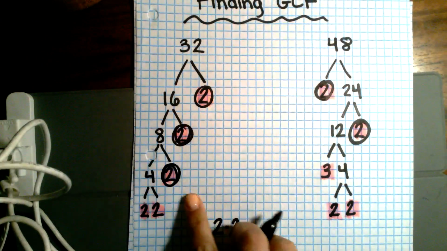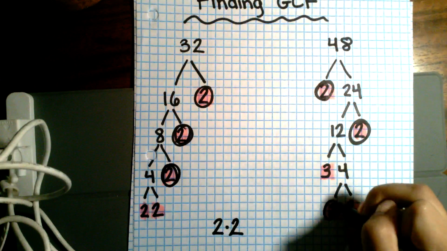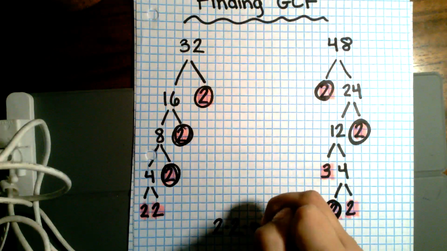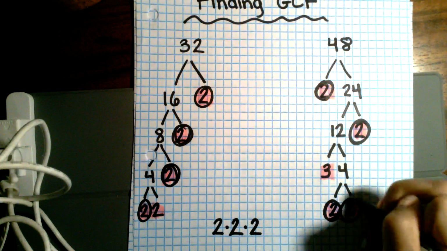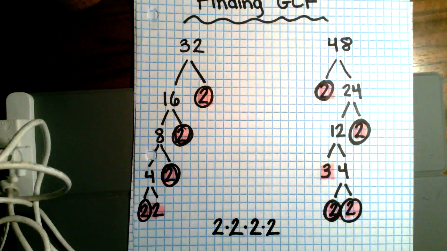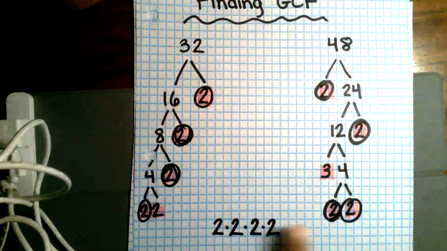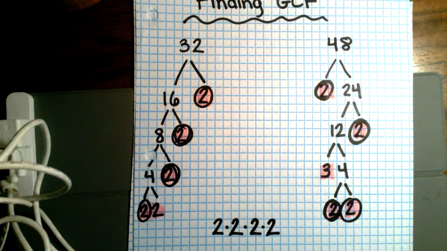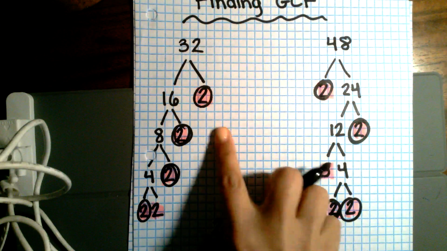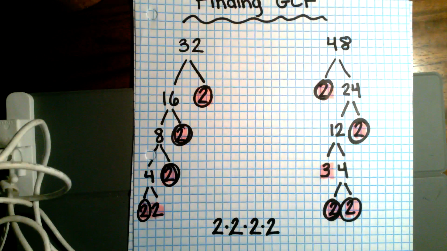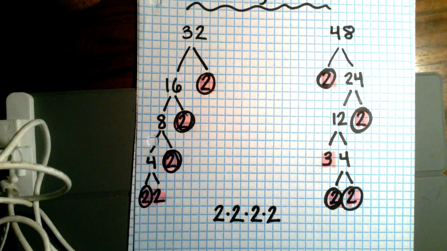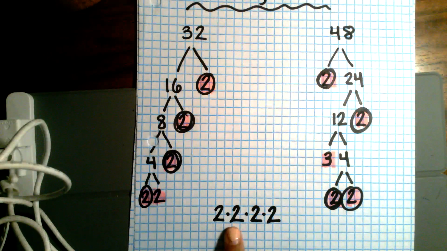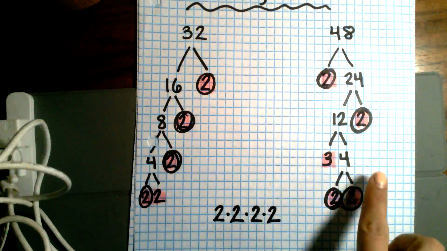This 2 has a friend right here. There's another pair of 2's. And this 2 also has a friend. There's one more 2. Okay. Now this 2, there's no more 2's to buddy up with. This 3, it doesn't have a 3 to buddy up with. So those are odd man out. We're not going to use those. But 4 2's were able to go into both of these.